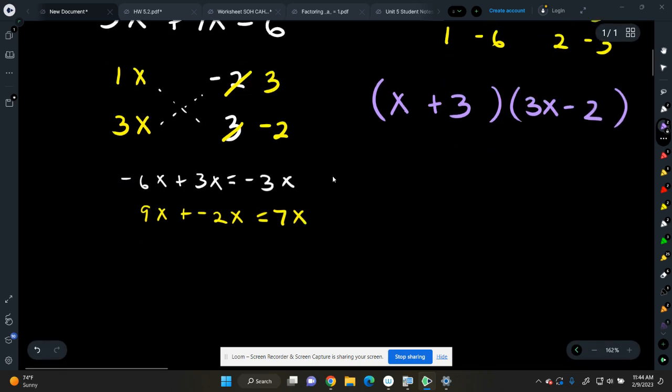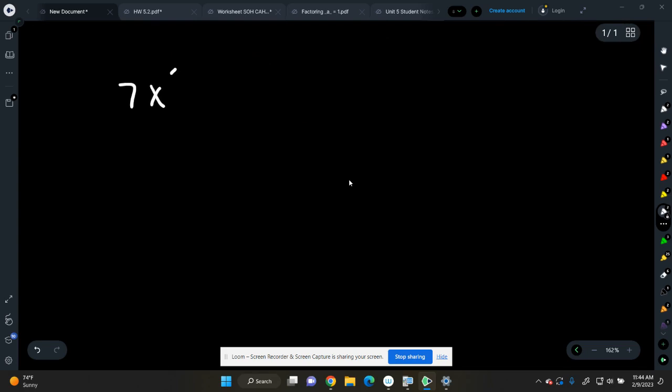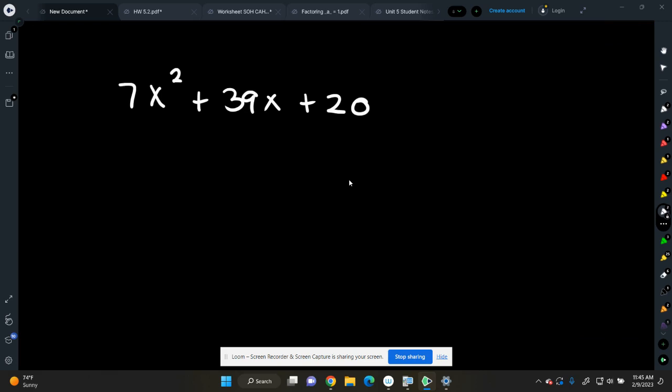Let's do 7x squared plus 39x plus 20. Is there any greatest common factor? No. Okay. Patrick, what do I do first? You do 1x times 7x. Yeah, let's do 1x and 7x. Okay. All right, let's look at the 20.